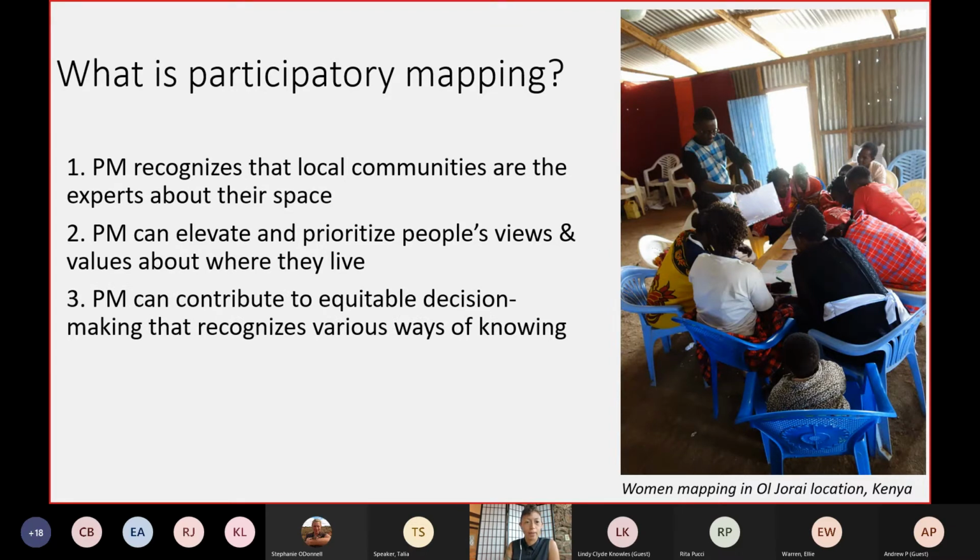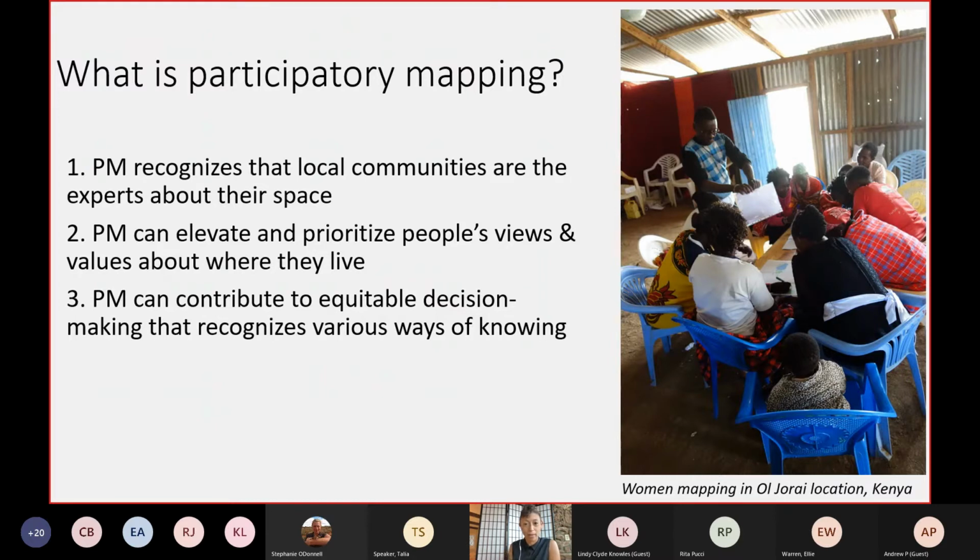And then participatory mapping can also contribute to equitable decision-making that really recognizes that there are various ways of knowing. So we're taught, as scientists, I think many of us are scientists, that there is this kind of objective way of knowing, right? That there is just one objective way to see things if we just uncover the facts. But objectivity actually does not exist, and there are many different ways of knowing that can be equally as important as each other. So participatory mapping can kind of uncover those ways of knowing that don't get heard often enough, especially in the science field.